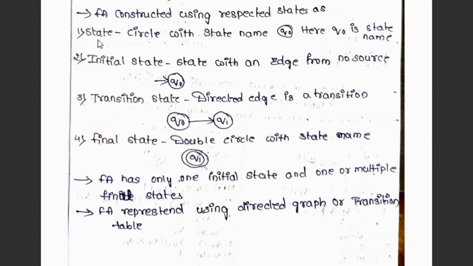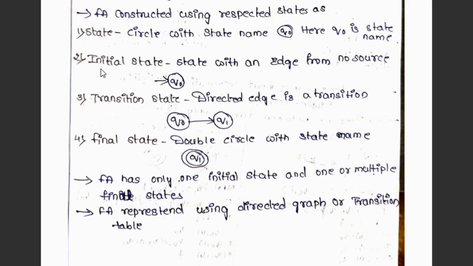State. What is a state? Circle with state name. Here, Q0 is a state name. So let Q0 be some state name. To represent the state, we have to denote it with a circle. Inside the circle, we have to write the state name in this way. Okay, I think you understood. So we represent the state name with a circle, and in this way we'll be representing the state.